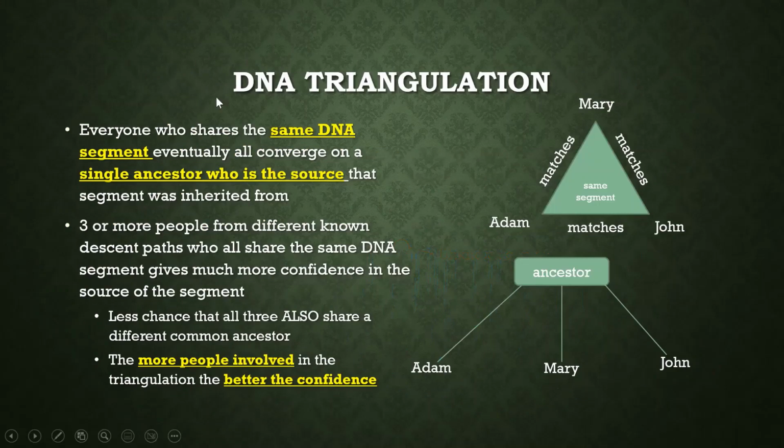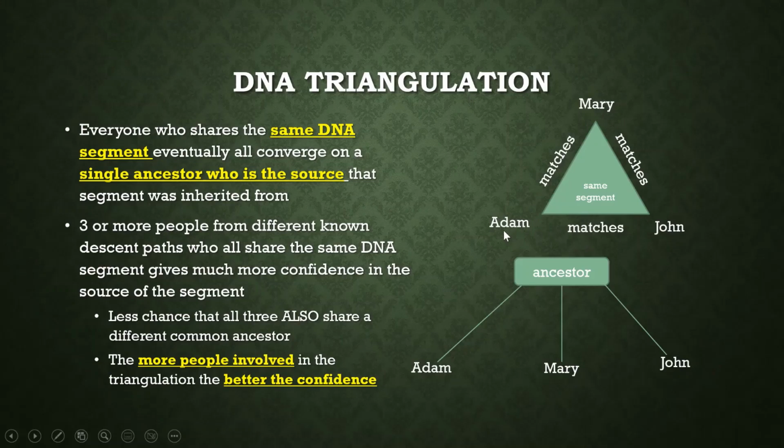To help with avoiding those, there's what's known as DNA triangulation. That's based on the concept that everybody who shares the same DNA segment eventually converges on a single ancestor who's the source of that segment. If I only have me and one other person, there's still a reasonable probability that we might have a secondary source that we weren't aware of, from which we both share an ancestor. If we get three people that all have different known descent paths from the same ancestor, then there's less chance that we all three also share a different common ancestor that we weren't aware of. The more people involved in a triangulation, the better. It's called a triangulation because we all three match each other.